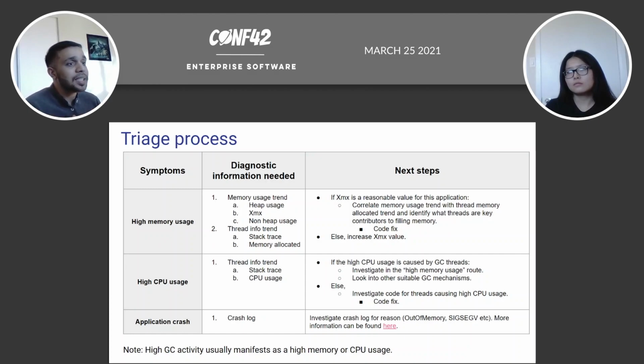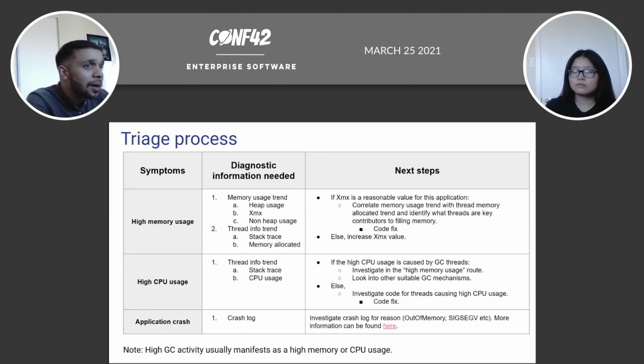The other symptom is high CPU usage, where we are primarily interested in the thread information trend. One of the first things we check is if the high CPU usage is caused by a garbage collection thread, one or more garbage collection threads. If it is, then we take the high memory usage route simply because an increase in memory usage is what triggers the garbage collection thread. And if no luck is yielded from that route, then we look at other potential garbage collection mechanisms. For example, if the application is using a concurrent mark sweep, then we could think of possibly moving it to G1 to get a much better garbage collection approach and lower the CPU usage.